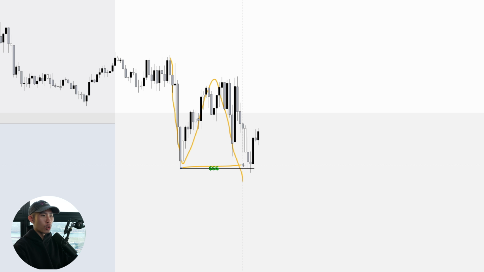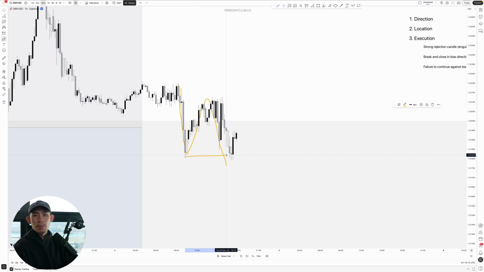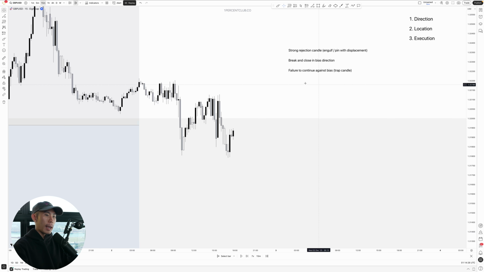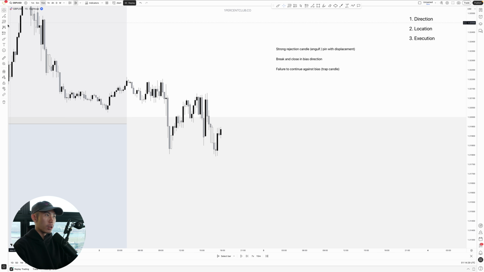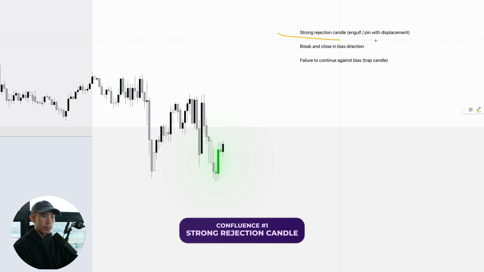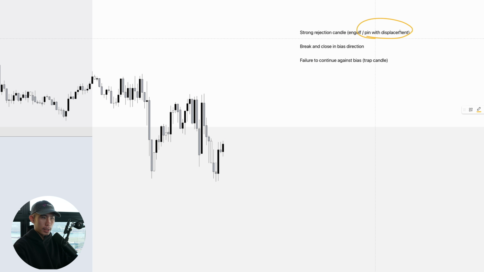Obviously, we are not going to cover too much about liquidity because I really want to make sure that these 3 steps are as simple as humanly possible. If you want to learn more about liquidity, how to get the optimal price points, how to get the perfect sniper entries using liquidity, once again, check out my other videos about liquidity. But basically, right here, there was a liquidity sweep over here. And we also got what I call a strong rejection candle, which is either an engulfing candle or a pin with displacement.